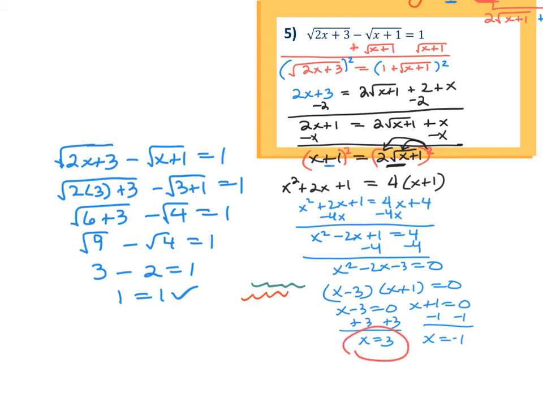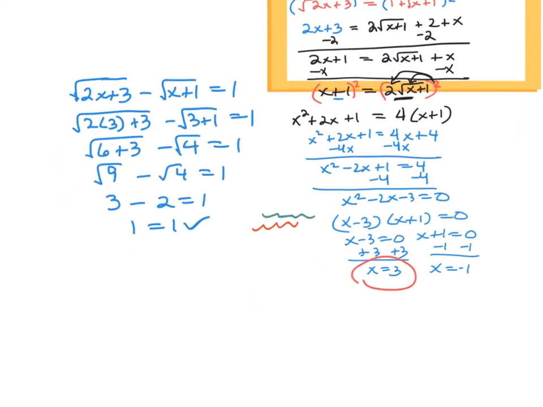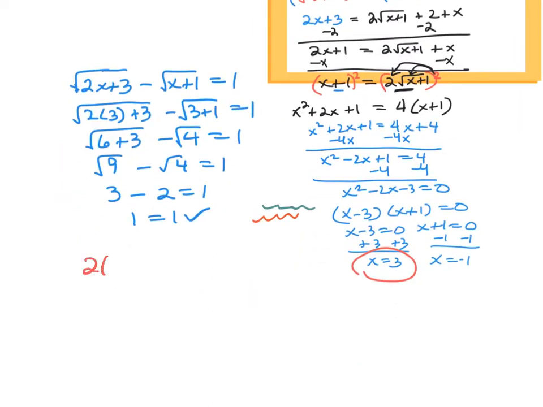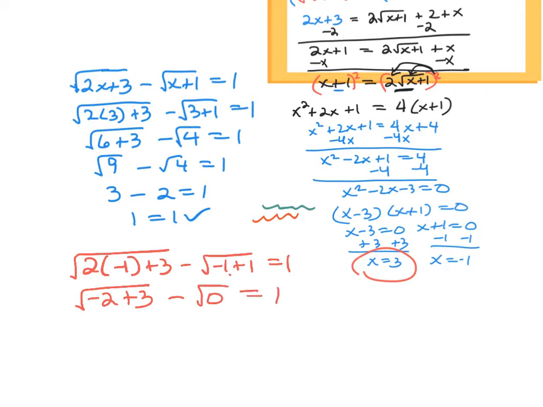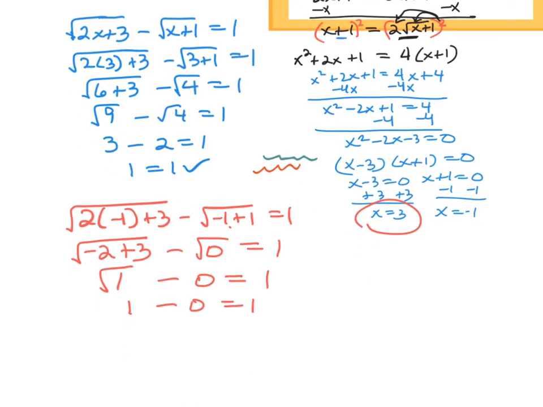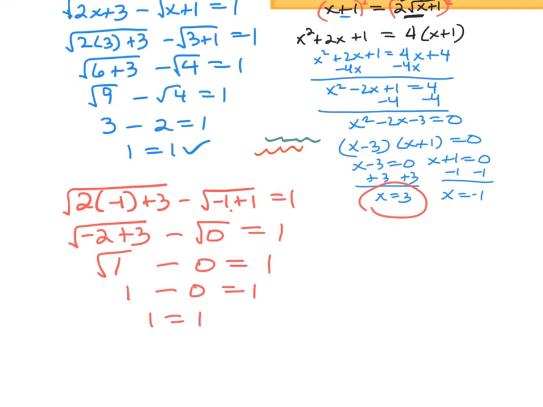Now let's do the exact same thing and check the -1. So again, let's plug it in. So 2 times -1 plus 3 minus the square root of -1 plus 1. And this is under the square root. So -2 plus 3. -1 plus 1 is 0. -2 plus 3 is 1. This just gives me a 0. Square root of 1 is 1. 1 minus 0 is 1. This one also checks out. So the two solutions are x equals 3 and x equals -1.